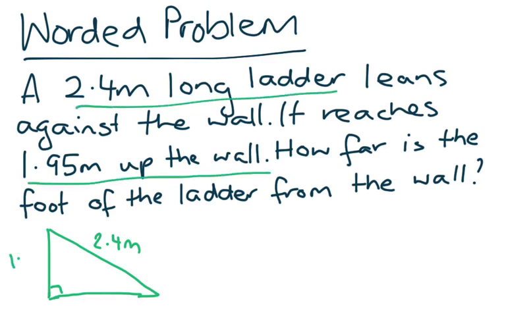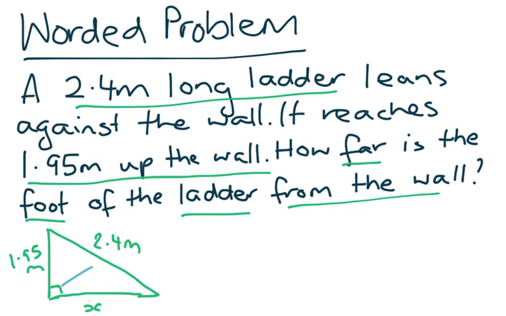So we have 1.95 metres up the wall. How far is the foot of the ladder from the wall? So we're going to put our unknown on the bottom there. Let me just rewrite that. And again, it doesn't have to be X. We can use any letter here. So after we've got the diagram, we can then work out what we're doing.